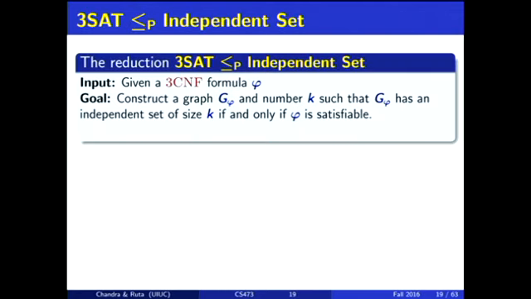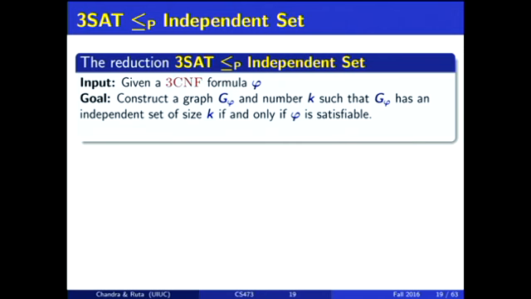So what we're going to show is that 3-SAT reduces in polynomial time to independent set. So if you can solve independent set, you can solve 3-SAT, or SAT in general, because SAT reduces to 3-SAT. In fact, the reduction works also for SAT, but it's easier to see it for 3-SAT because things are simpler. Okay, so how do we convert 3-SAT to a graph problem?